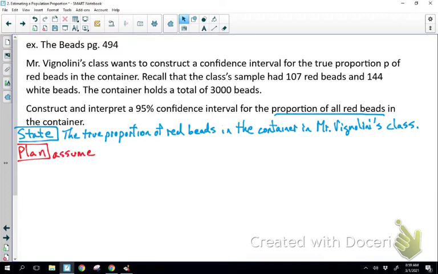If you look at the request, construct and interpret a confidence interval, it's obvious they want us to do it. If they asked a question like, why can we not construct one, then I would say possibly because it wasn't a random sample. But it's obvious they want us to do it, so we're going to assume a random sample was taken.